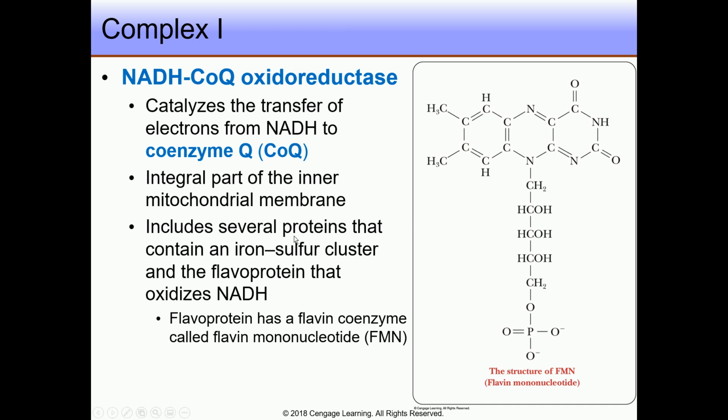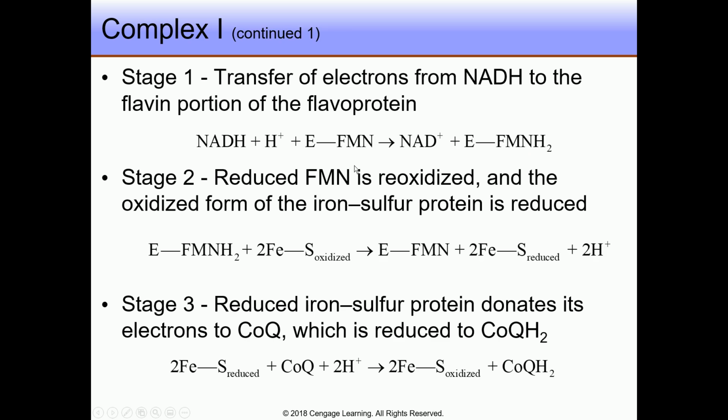It gets NADH to coenzyme Q. This protein is an integral part of the inner membrane of mitochondria. It is embedded in the inner membrane of mitochondria. It includes several proteins that contain iron sulfur cluster and the flavoproteins, and those flavoproteins have FMN as the coenzyme, which is called flavin mononucleotide, and here is the structure of FMN.